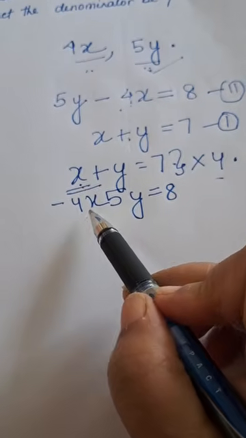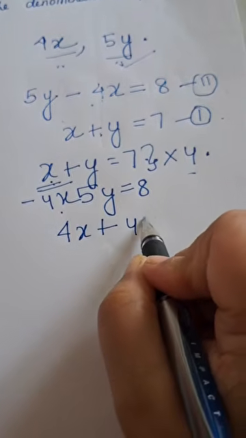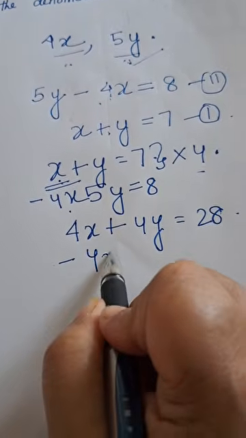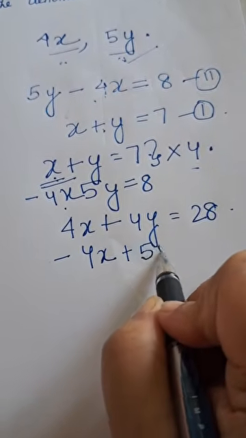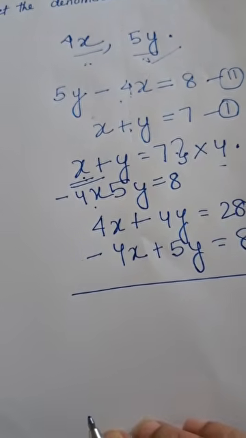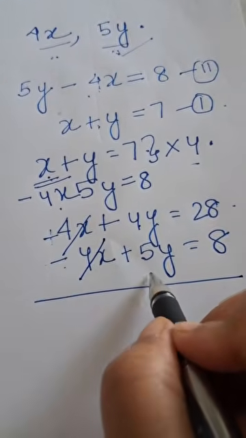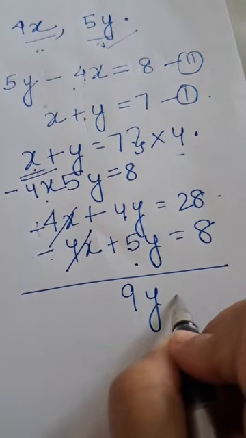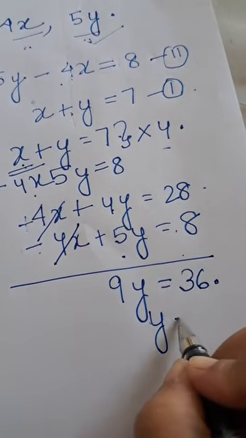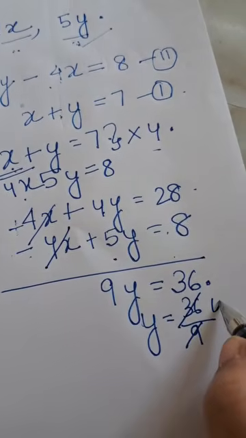So this becomes 4x and here it is 4x. So it is 4x plus 4y is equal to 28, and this is minus 4x plus 5y is equal to 8. Now we will solve these two equations. Plus 4x minus 4x will get cancelled. Plus 4y plus 5y becomes 9y, and 28 plus 8 becomes 36. So y is equal to 36 by 9, that is 4.